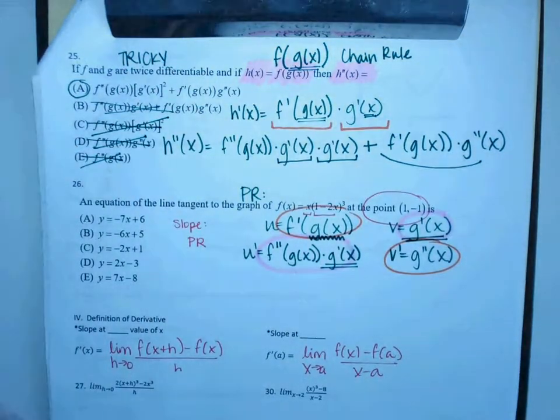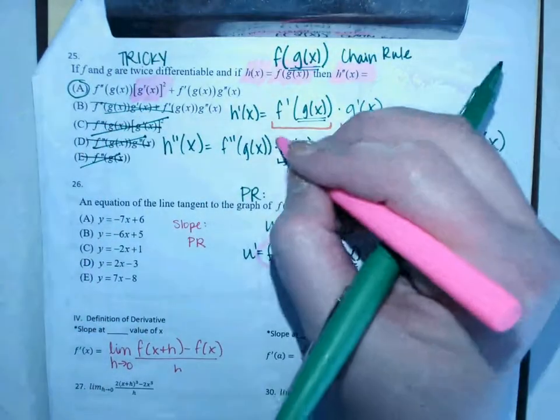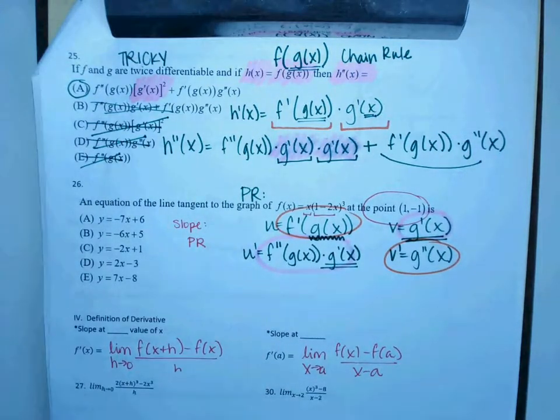Notice, though, that this term here, the g prime of x squared, that's counting as the g prime of x and then the other g prime of x. So that's why it's a squared on there. Okay? Alright, there are 2 more questions that I'm going to do. I'm going to try to do them pretty quick.